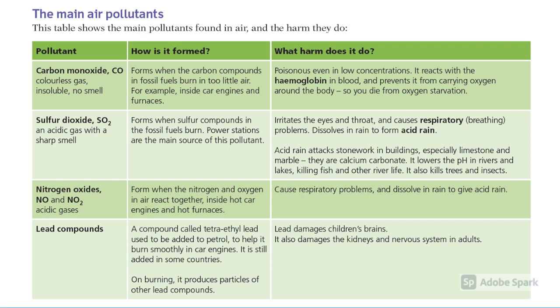Sulfur dioxide, SO2, is an acidic gas with a sharp smell. It forms when sulfur compounds in the fossil fuels burn, and power stations are the main source of this pollutant. It can irritate the eyes and throat. It can cause some really bad respiratory problems to do with breathing.